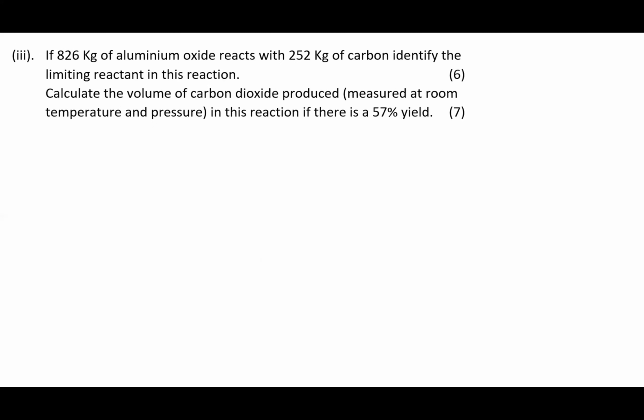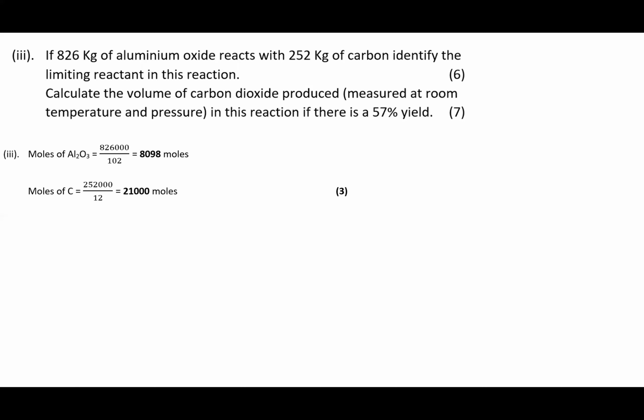On to part 3. If 826 kilograms of aluminium oxide reacts with 252 kilograms of carbon, identify the limiting reactant in this reaction, and then calculate the volume of carbon dioxide produced when it's measured at room temperature and pressure in this reaction if there is a 57% yield. So first of all, you work out the moles of aluminium oxide and the moles of carbon.